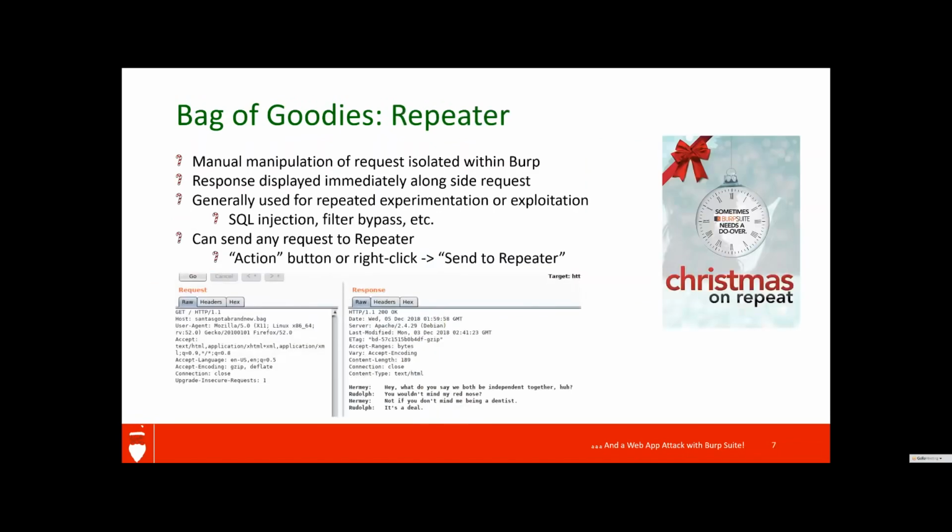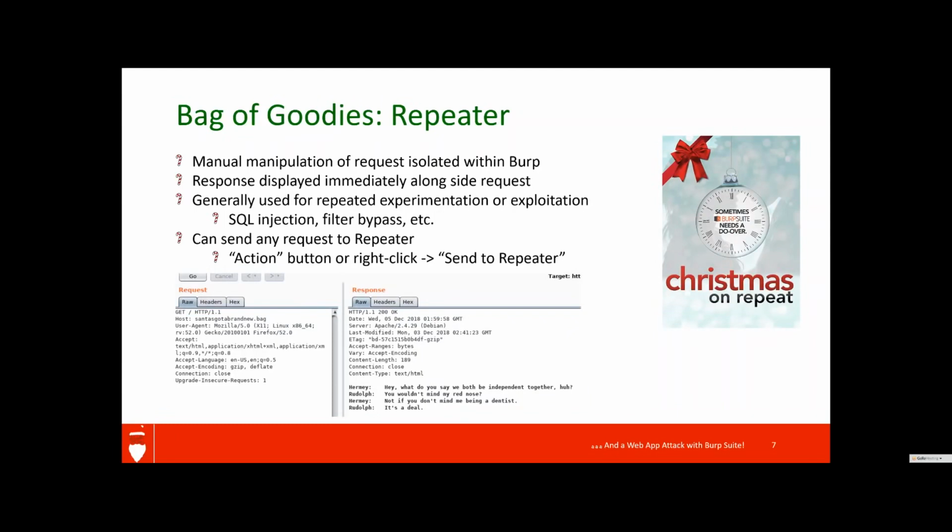The repeater is a really super useful tool within Burp. And what this does is it allows you to take any request, whether you get it from HTTP proxy history or you get it from capturing the traffic and holding it, we can send that to repeater. And what this allows us to do is manually manipulate that request and see the response immediately side by side.